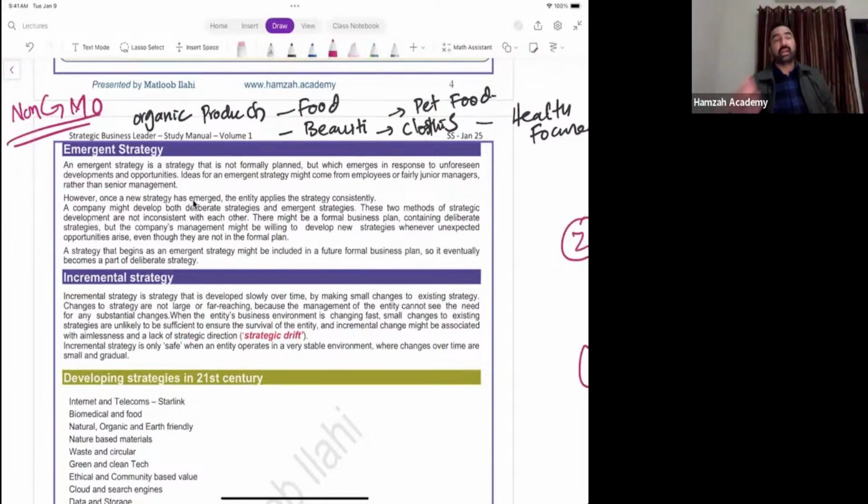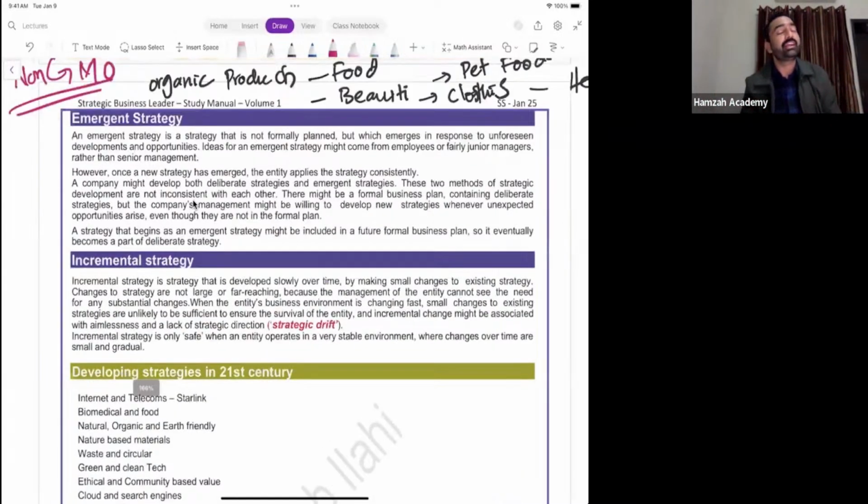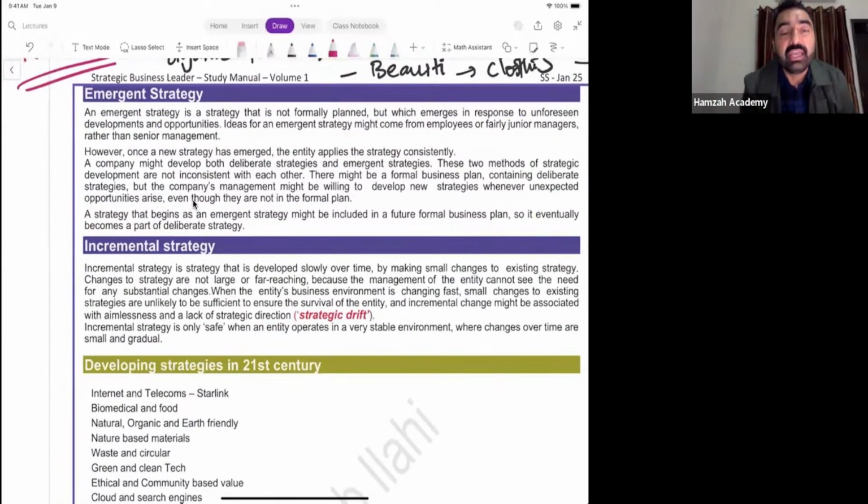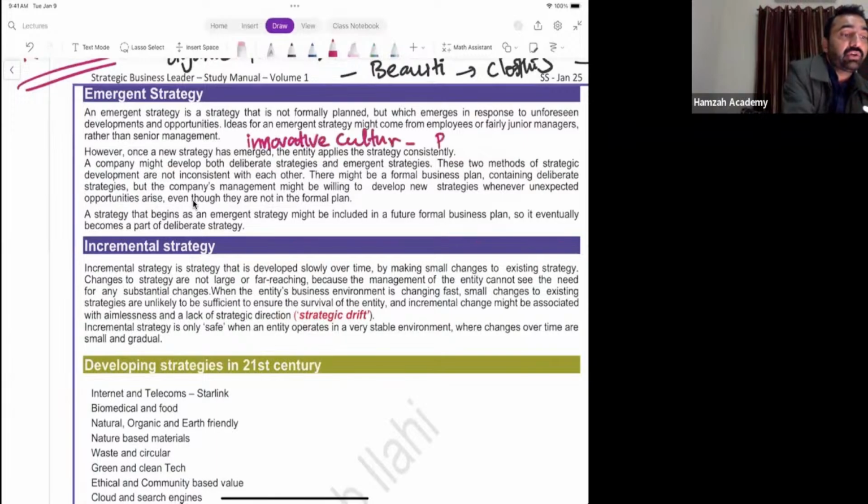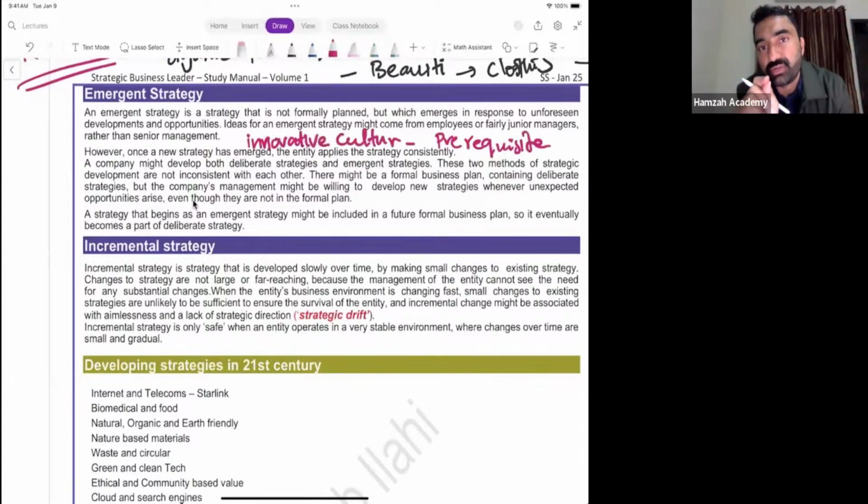Number three is incremental strategy. This is quite a dangerous strategy. Incremental strategy, unlike emergent strategy, where a business would find a... Okay, let me give you more examples for emergent strategy. For emergent strategy, you need an innovative culture. This is very important. Innovative culture is a prerequisite for the success of emergent strategy.